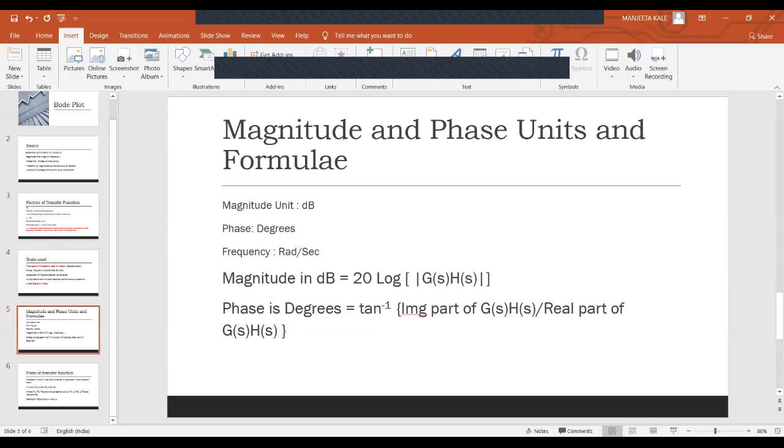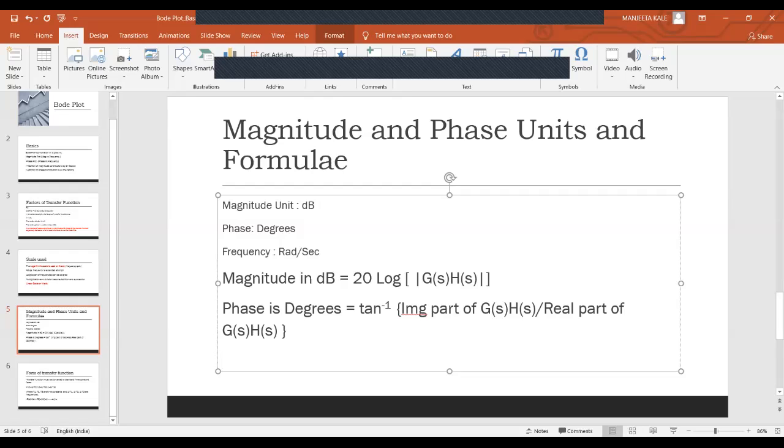In this, magnitude in dB is equal to 20 log of magnitude of G(s)H(s). So instead of G(s)H(s), we can call it G(j omega) into H(j omega), because we are only interested in the frequency part of s, not the real part. So why do we multiply it with 20? To convert any magnitude, any entity into dBs, we need to multiply it with 20 and take logarithm.